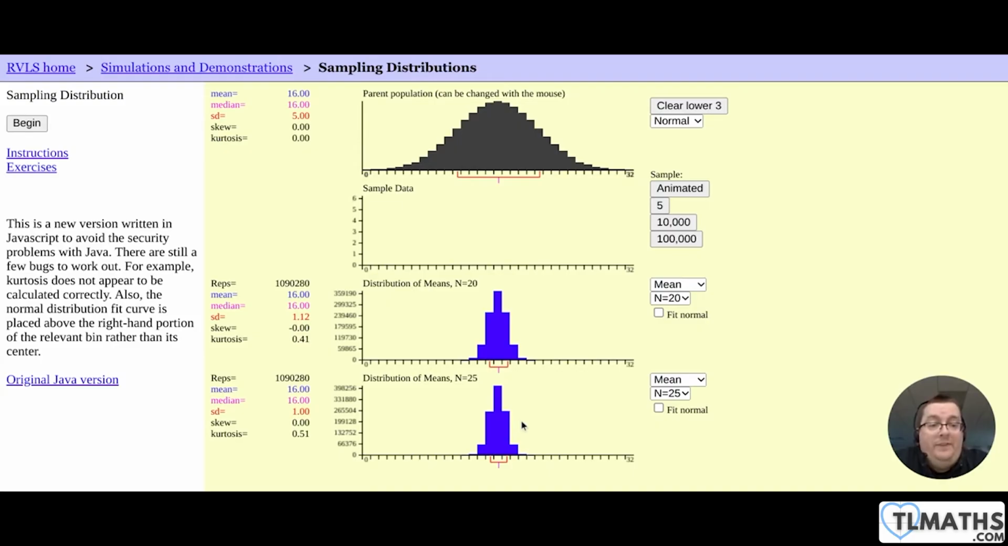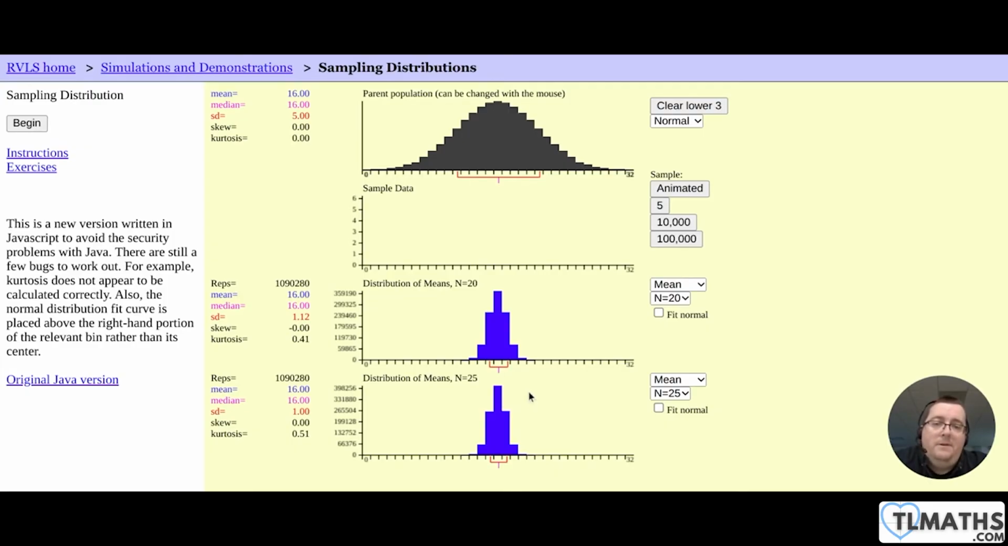Now, that definitely helps, doesn't it? Standard deviation of 1. So how are you getting that? Well, if you haven't spotted it, the way that you get the standard deviation of the sample means, which is known as the standard error, so rather than standard deviation, we call it the standard error, is you take the standard deviation of the population, which is 5, and divide that by the square root of the sample size.